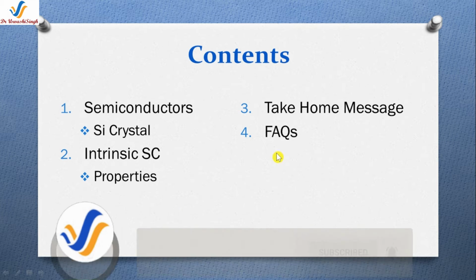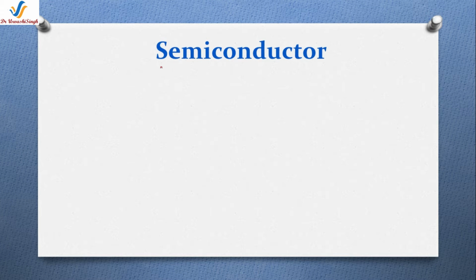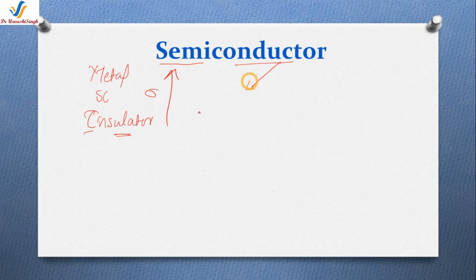So let's start with the topic semiconductor. It has two words: semi and conductor, which means its conductivity lies between the metal and insulator. As you know, metal has the highest conductivity and insulator has the lowest conductivity, while the semiconductor lies in between. There are two basic types of semiconductors. The first one is the single element semiconductor and the second one is the compound semiconductor.